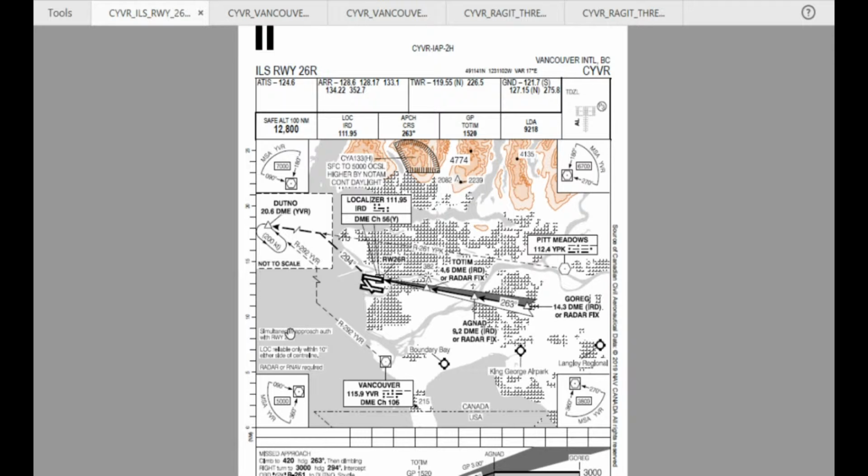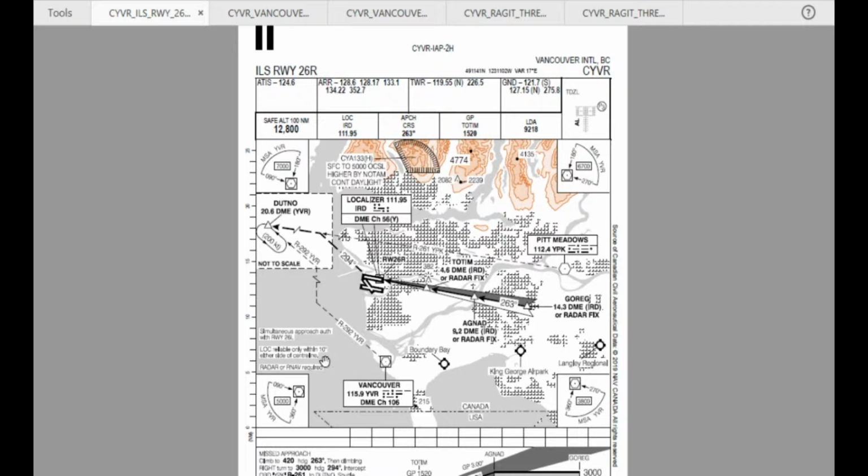And we'll go down here, and we can see that simultaneous approaches are authorized with runway 26 left, so that's the parallel runway, so you could have two aircraft going at the same time on the approaches. Then we also see localizer is only reliable within 10 degrees either side of the center line. So obviously if you are beyond that, you can't guarantee that the localizer is going to be accurate. We also see that either radar or RNAV is required to fly this approach.